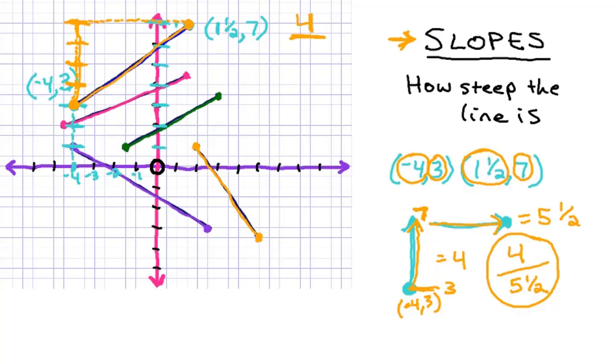And then you're going to count how far it went over to get to the end point. So it went over 1, 2, 3, 4, 5.5. So it went over 5.5 marks to get to the end point. So that's 5.5, and you put that on the bottom. So let's do some more of these so they're not so confusing.